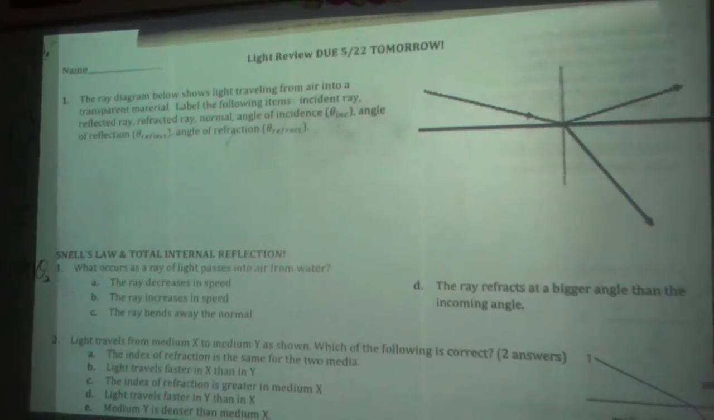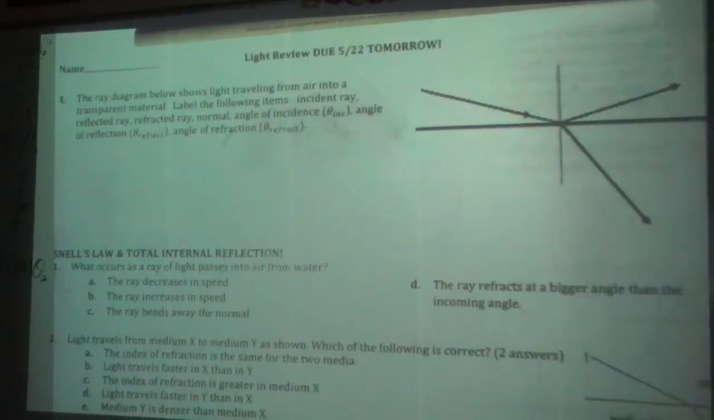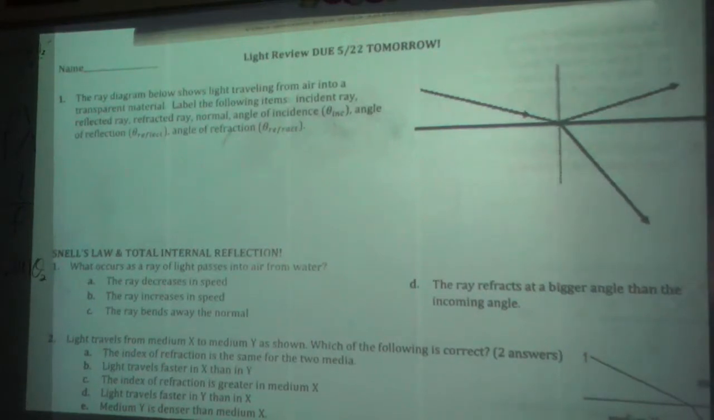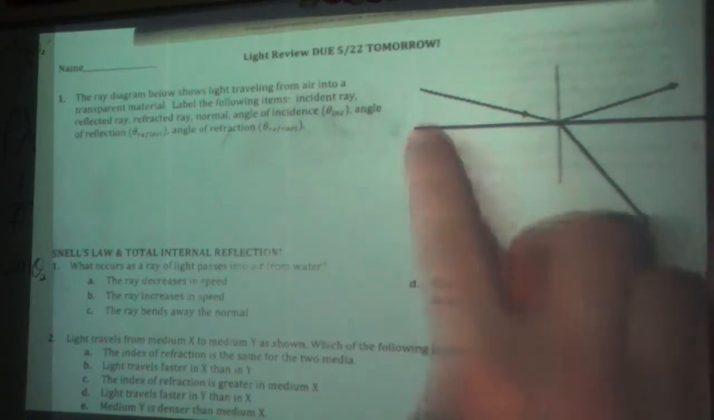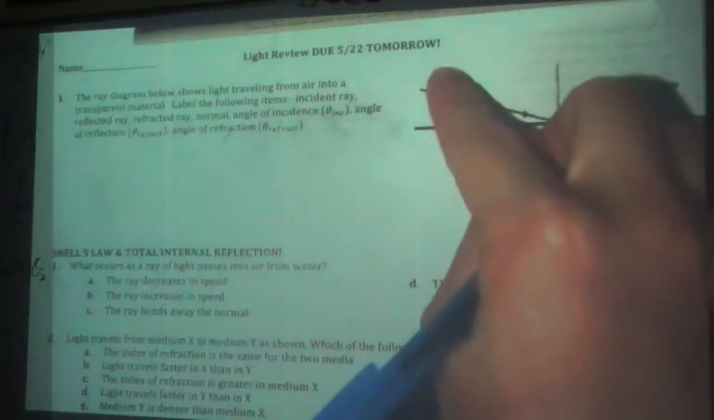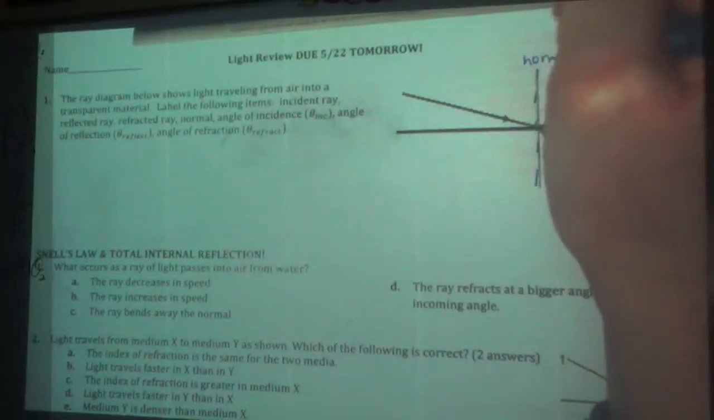So we want to label the different rays and angles. Let's start with our normal. The solid line is like our surface. On this, the top part would be the first medium, and then this is going into the second medium. And this dashed line right here that's perpendicular to the surface, that's going to be our normal.